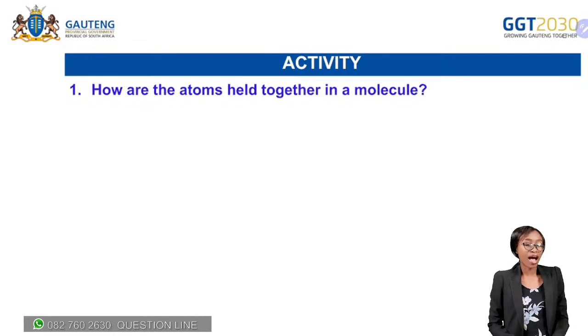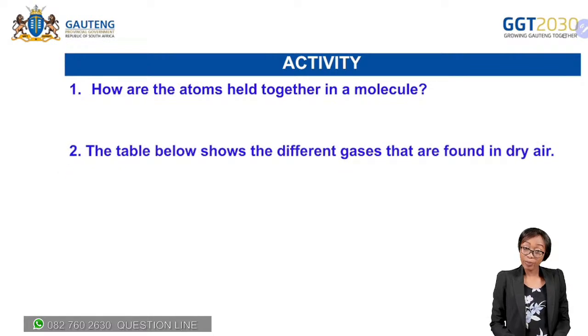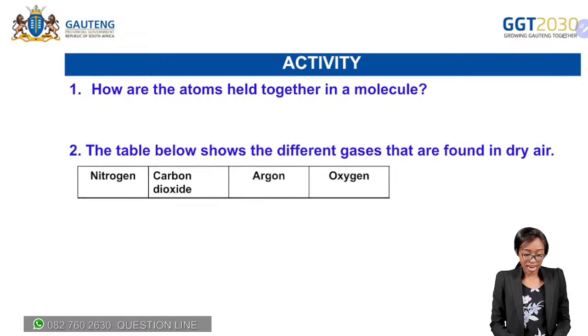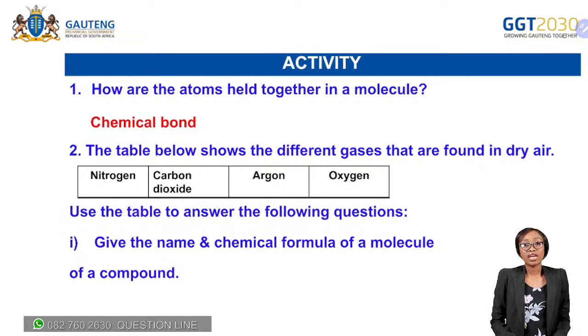How are the atoms held together in a molecule? And the table below shows the different gases that are found in dry air. That's the table: nitrogen, carbon dioxide, argon, and oxygen. And you're supposed to use the table to give the name and chemical formula of a molecule of a compound amongst these gases in the table. So the first question, the answer is chemical bond. If you wrote chemical bond, you got it correct.